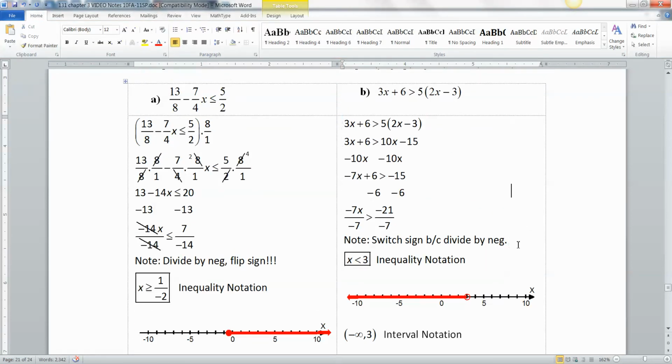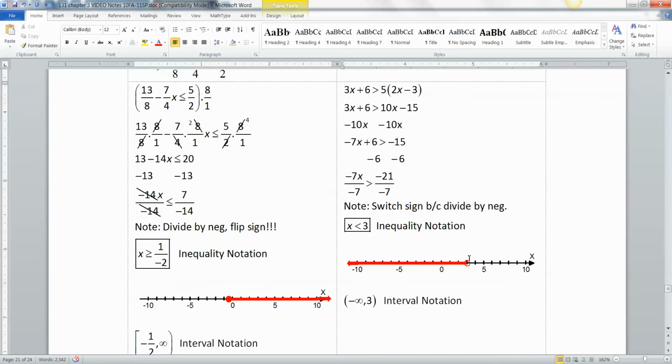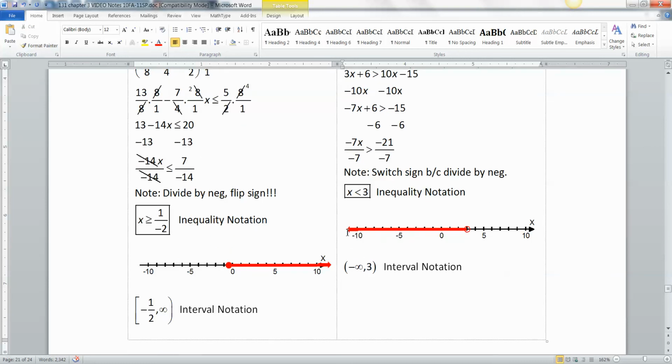I thought I was talking to you, and I guess I wasn't, so bear with me here if I repeat myself. But there's the 3 right there, open dot, because we have no or equal to sign. And I shade to the left, and I was able to put some arrows in there. Cool. And then for interval notation, you don't get to use a bracket because you never have a closed dot on this problem.